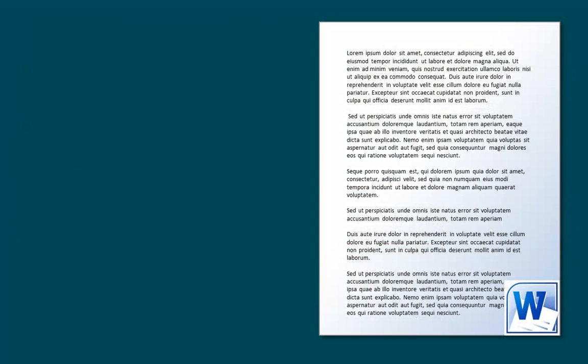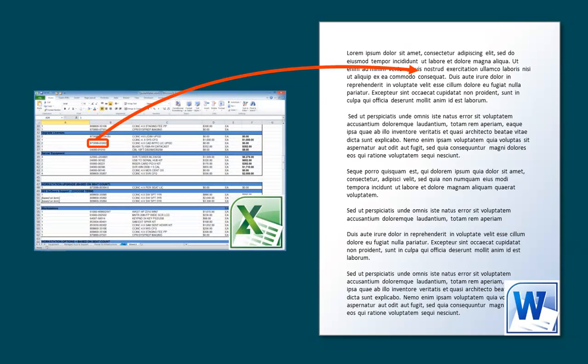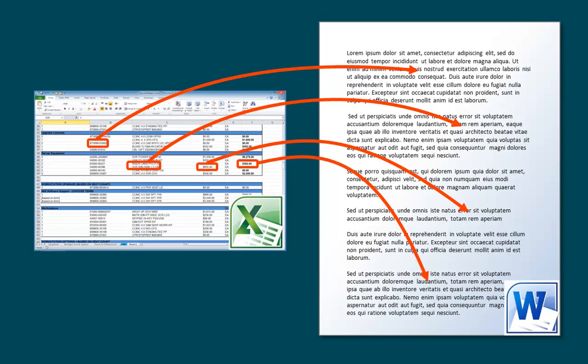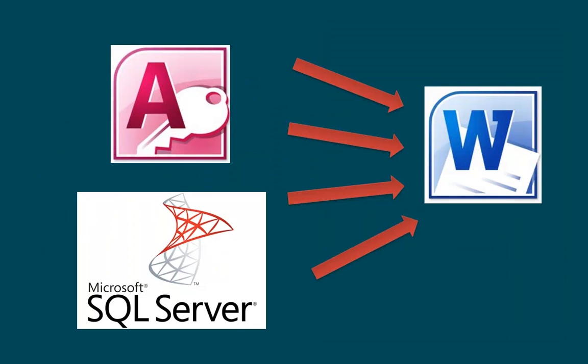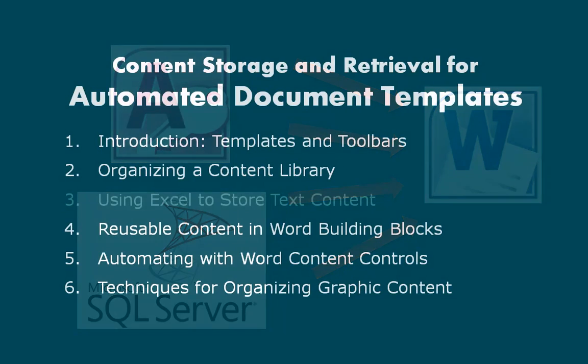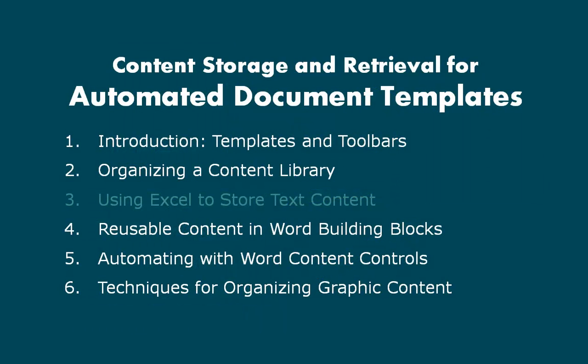For example, say you create reports with a consistent format, but with technical or financial data that changes from one report to another. You can gather and organize that variable data into an Excel sheet. Then have the Word toolbar go out and grab the data and insert it at the appropriate points into the report template. And if you use another Microsoft database program, such as Access or SQL Server, we can use this same method, just like I've shown with Excel. Be sure to watch the other videos in this series where I talk about different ways to store and retrieve reusable content for use in automated templates.